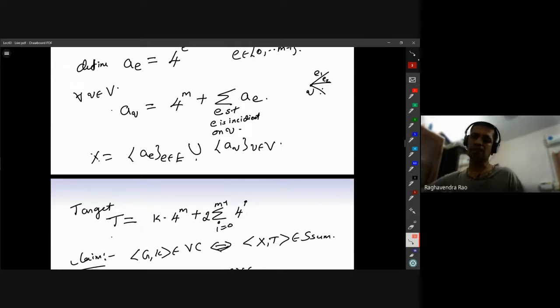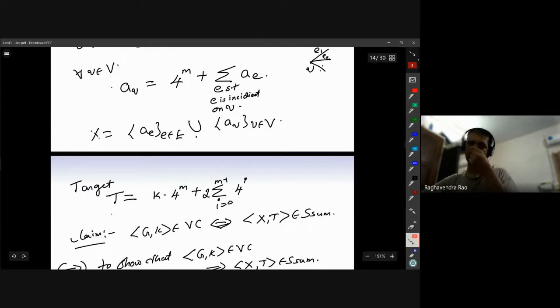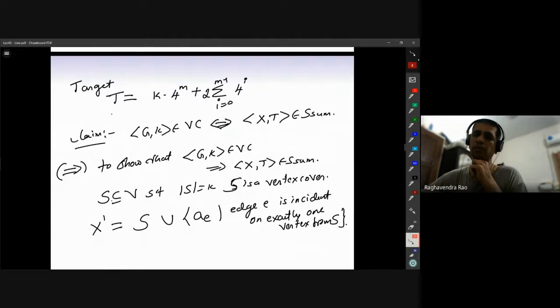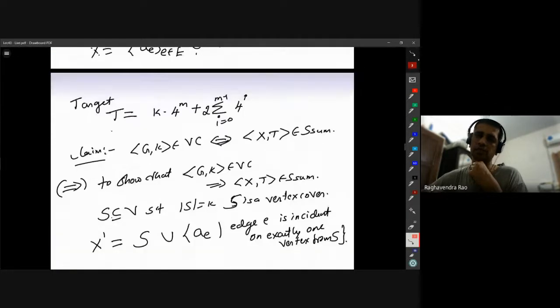So the claim is G,K is a vertex cover if and only if X,T is in subset sum. We just looked at the forward direction. I'll just go over it again for concreteness. Suppose G,K is a vertex cover instance, that is, G has a vertex cover of size K. Now I want to show that X,T is in subset sum, or in other words, X has a subset which adds up to exactly T.